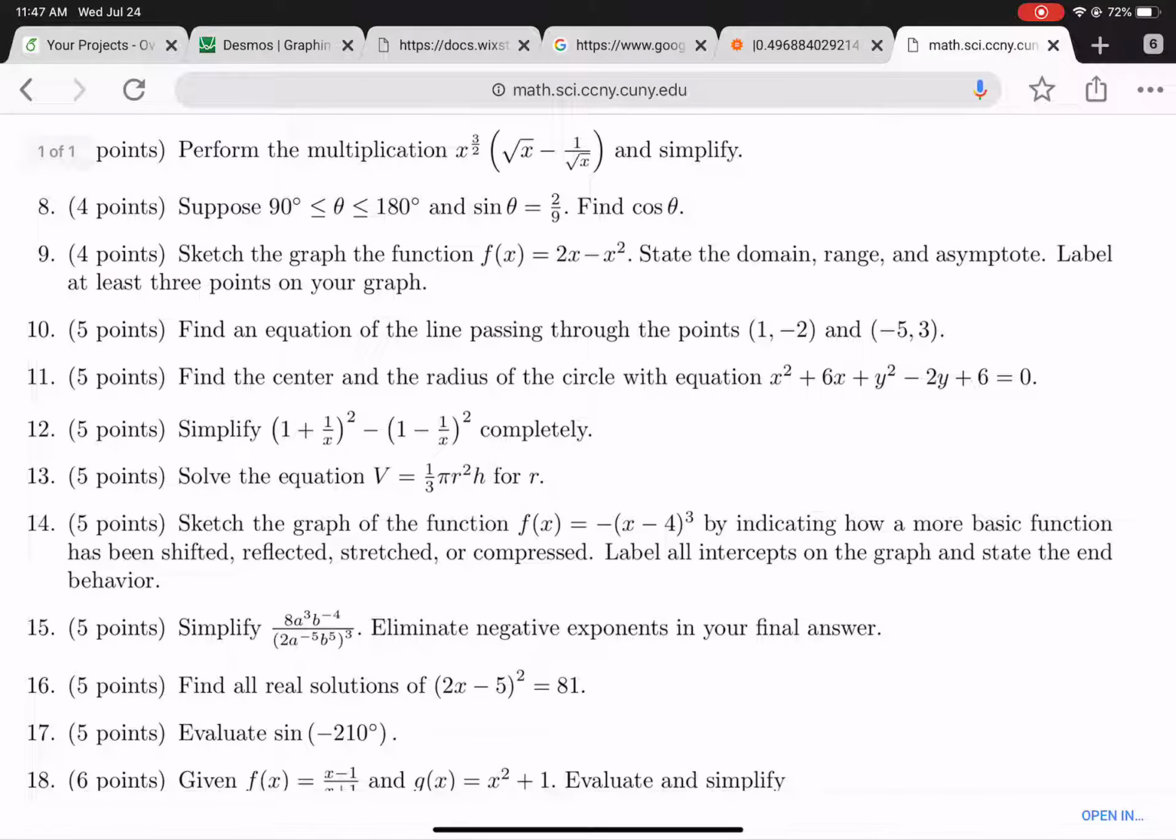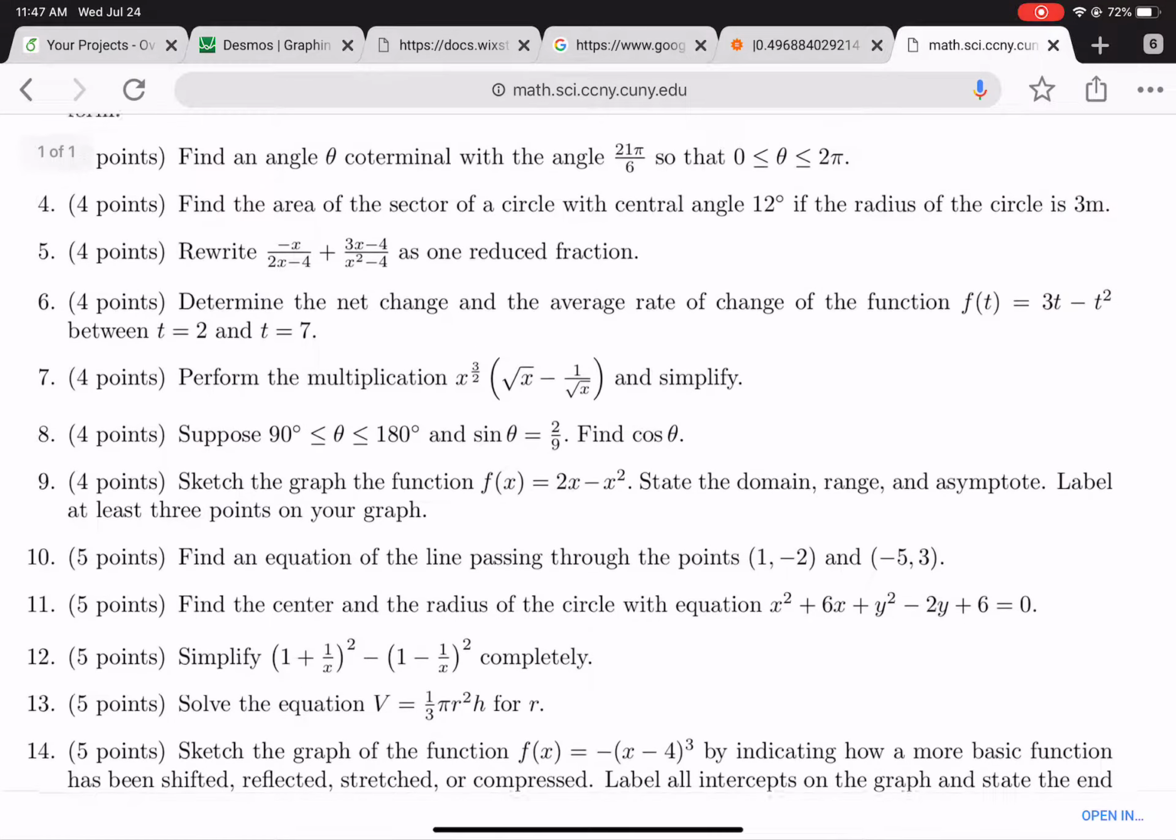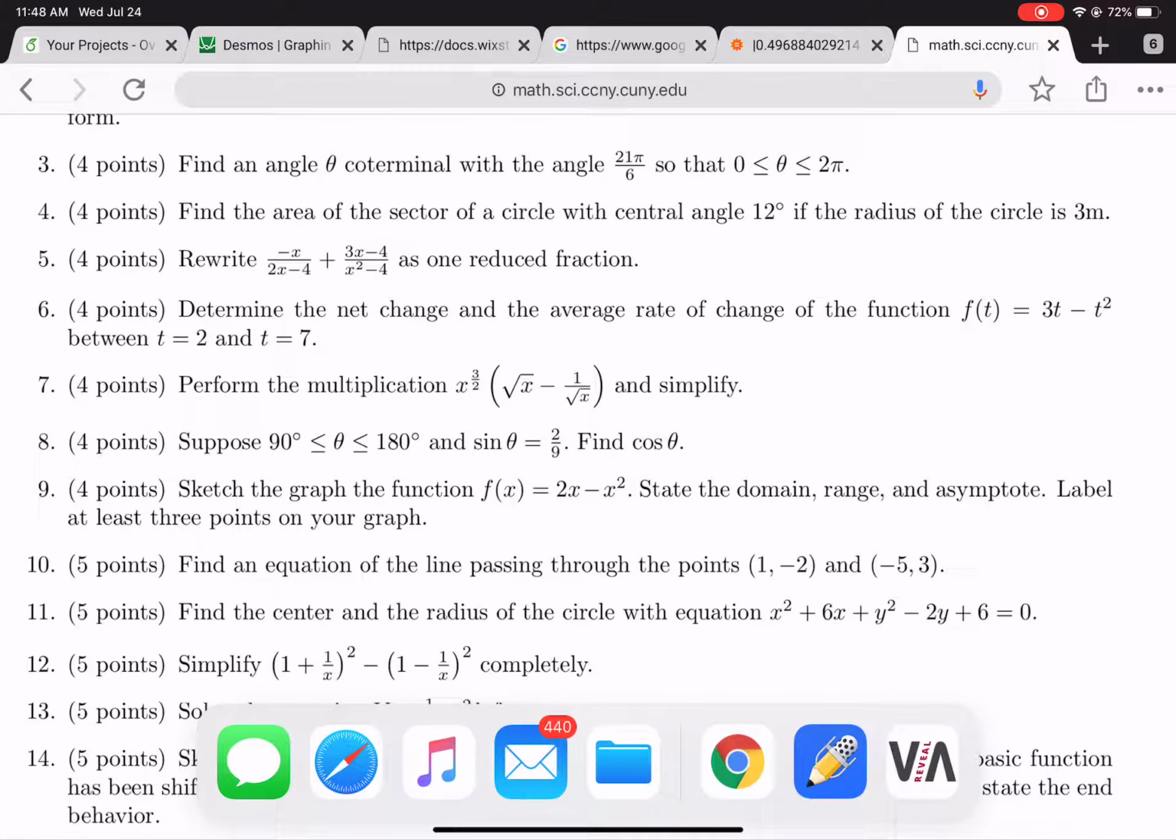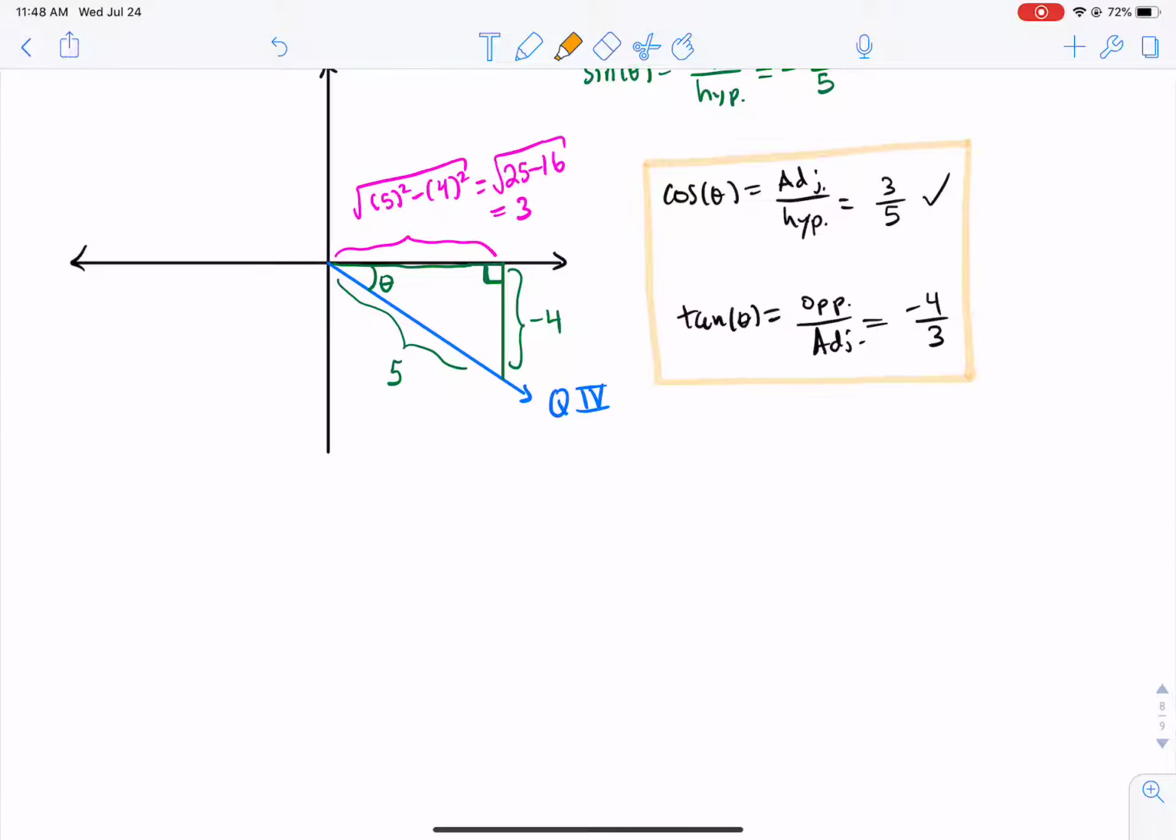It's nice, so the questions are not very difficult, but it can be very annoying if you are hesitating on your answer, like is it positive, negative? You have to have a way of determining that. Look at number 8 for this one. Suppose that theta is between 90 degrees and, so in other words, theta is in which quadrant? Second quadrant. So that's all they're saying. Suppose that theta is in the second quadrant and sine theta is 2/9. Find cosine theta, right? So let's do something like that, number 8, and that will be the last question for today.